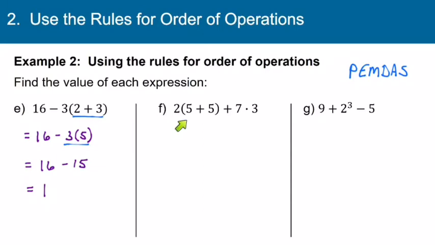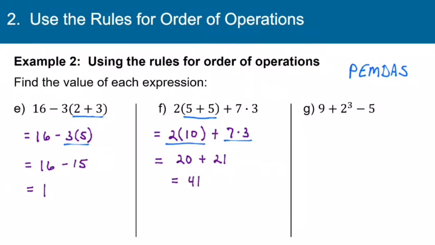Here we have 2 times (5 plus 5) plus 7 times 3. So again, going to our acronym, we know we have to work any operations inside parentheses first. So 5 plus 5 is 10. Now I have 2 times 10 plus 7 times 3. These two multiplications do not affect each other. They are separated by a plus sign. So I'm going to do both of them in the same step. 2 times 10 is 20 plus 7 times 3 is 21. And then we can do our addition. 20 plus 21 is 41.